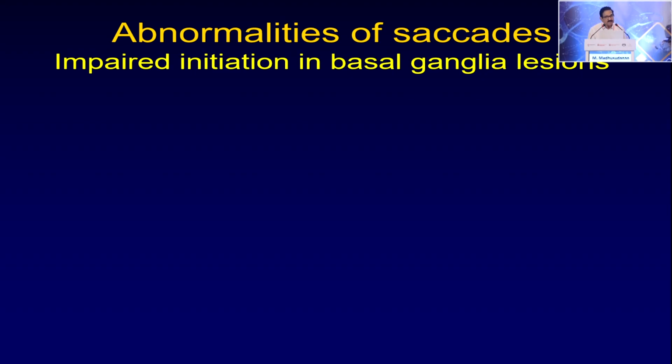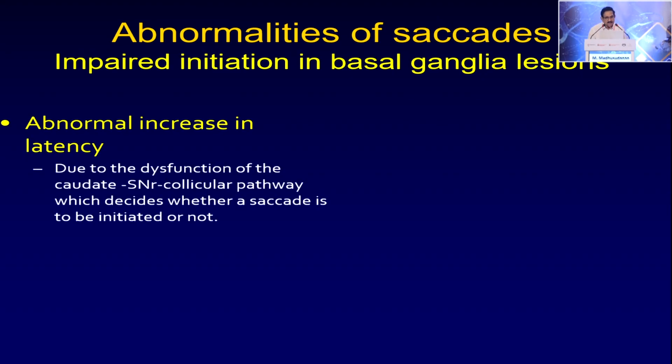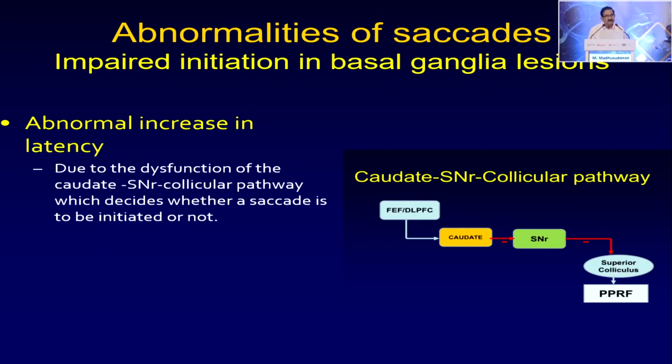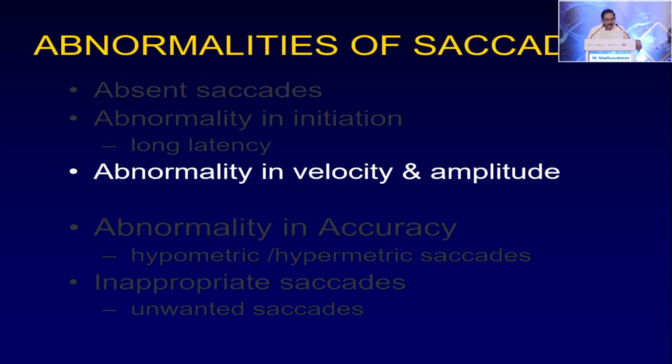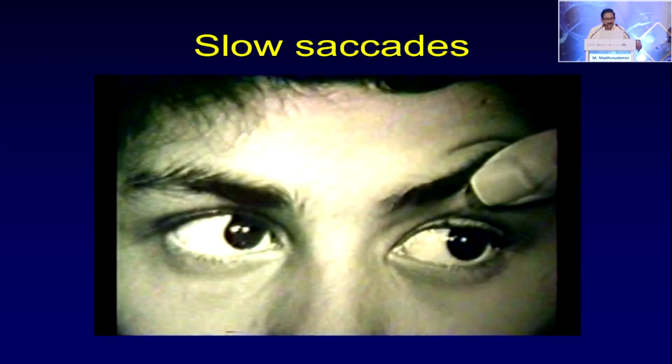Impaired initiation also can occur with the basal ganglia lesions. That is due to the pathway which I already mentioned. The caudate activation normally takes away the inhibition of the superior colliculus, so basal ganglia lesions can also produce an increase in the latency. Now, abnormality of the velocity and amplitude, the slow saccades.